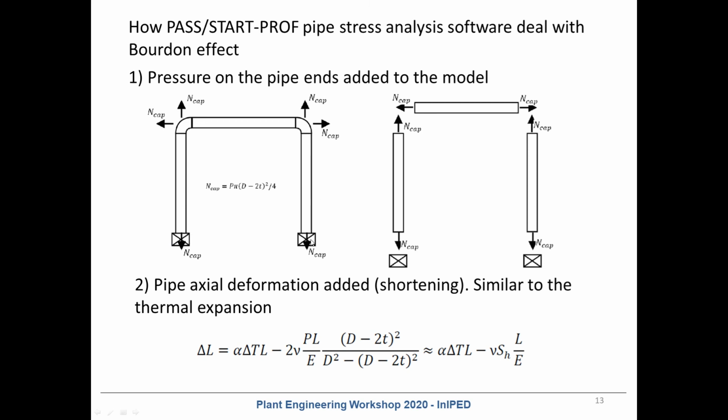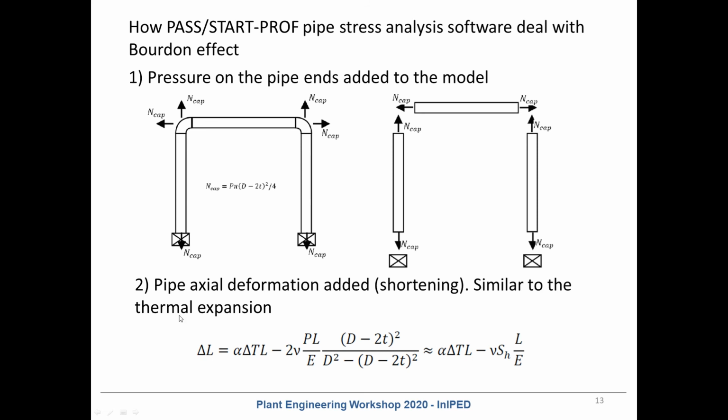For example, if you have zero thermal expansion, where the operation temperature is the same as the ambient temperature, the displacements will not be zero and support loads will not be zero. And for high pressure piping systems, the support loads and stresses caused by the Bourdon effect can be significant.